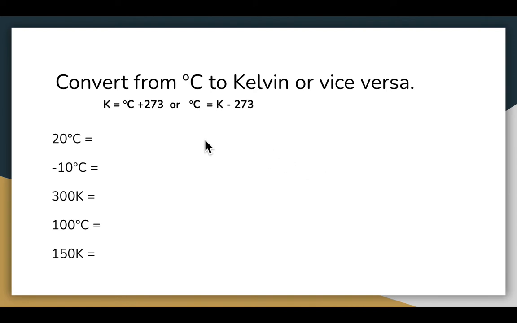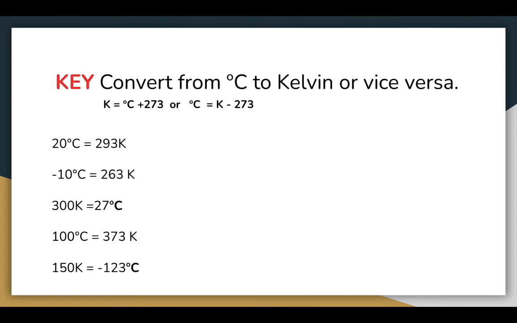So again, Kelvin is going to equal Celsius plus 273, and Celsius is going to equal Kelvin minus 273. See if you can do these in your head. Pause the video possibly and write down your answers. I'm going to go on to the key.